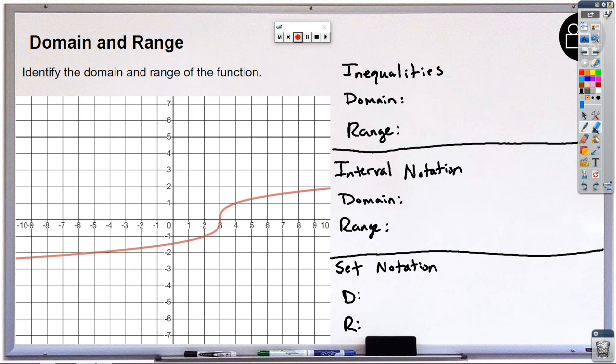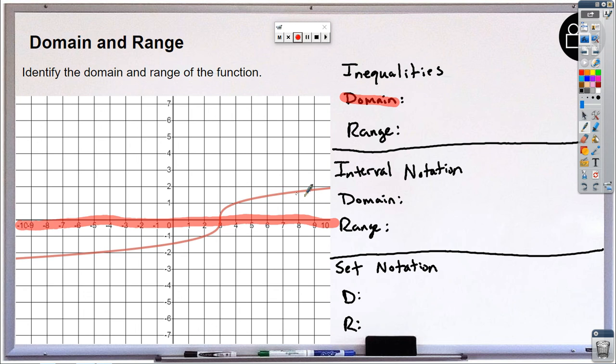So domain and range. The first thing we're talking about is what is domain, what is range. When we're talking about domain, we're talking about these x values here. So what are the possible x values of this particular graph? If I want to box that in as far as my domain part, I'm going to try to box this in from left to right, so that I can have this set up here.